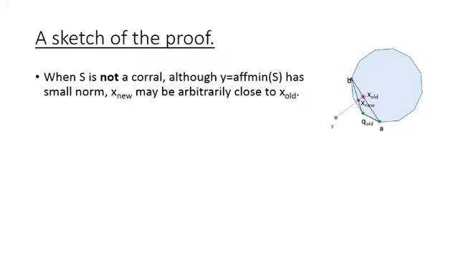So minor cycles are the challenge. So why is it a challenge? So here's a minor cycle. So this was a triangle, that was my S. The affine minimizer was Y, and my x new was on this line. The problem is that the previous slide showed that Y's norm, in this case 0, is way smaller than the x old's norm. But x new can be very close to x old, and you don't get anything.